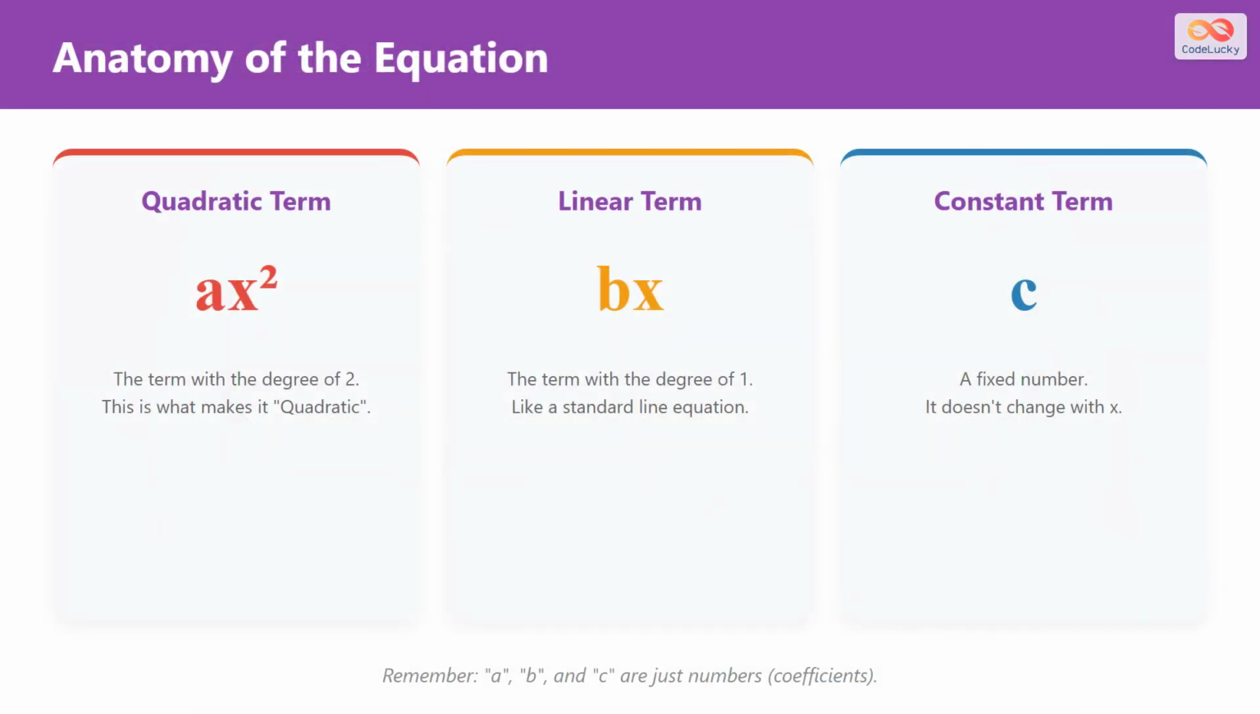Let's break this equation down into 3 parts. First, we have the quadratic term, ax². This gives the equation its curve. Next is the linear term, bx, which acts like a straight line. Finally, we have the constant term, c, which is just a fixed number.